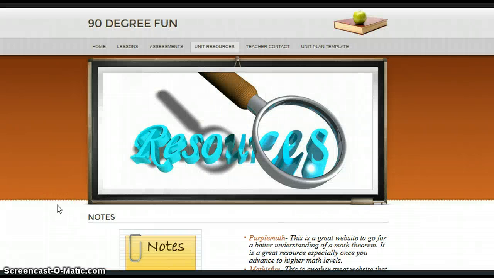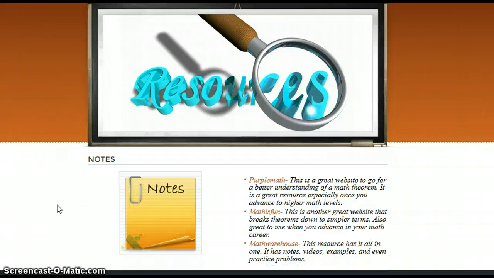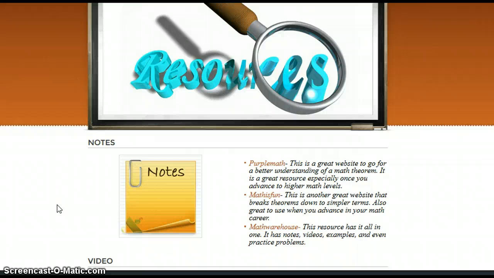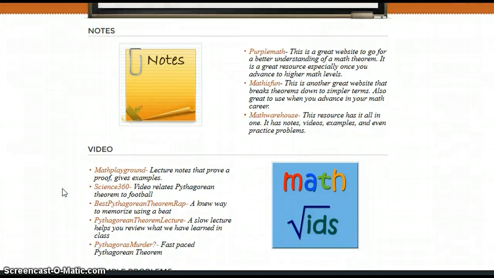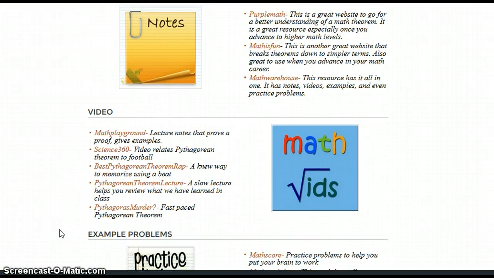On my unit resource page, I tried to compile the websites into different groups. The first group being notes. This is similar to a different style of lecture notes. I then have videos. These are for people who need a beat to memorize or need visual pictures to see the theorem. My favorite is actually the Pythagorean murder. I would show it, but I'm running out of time.